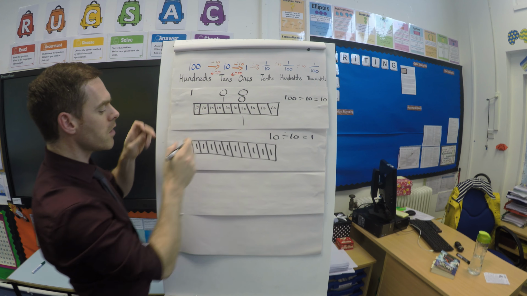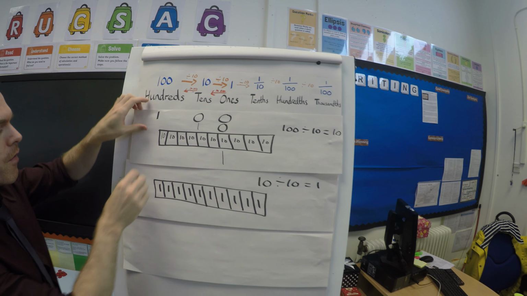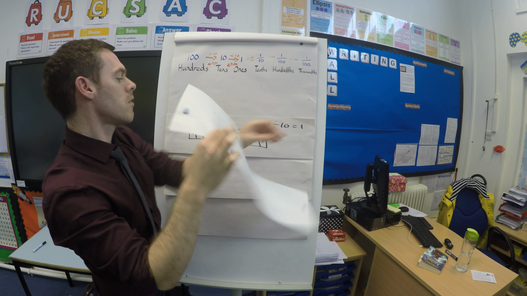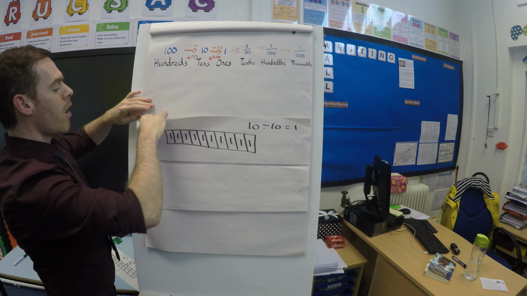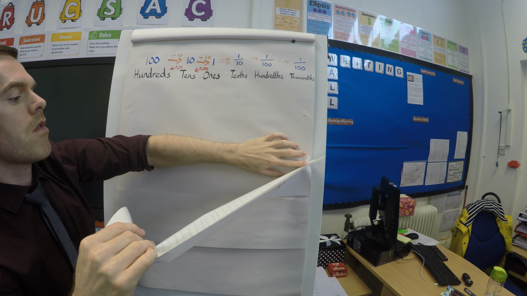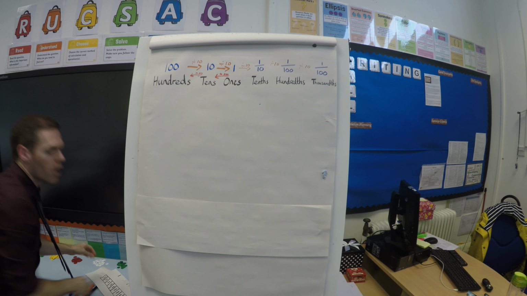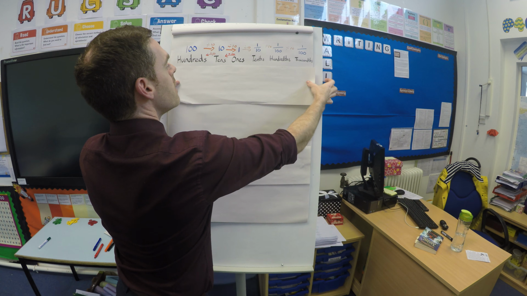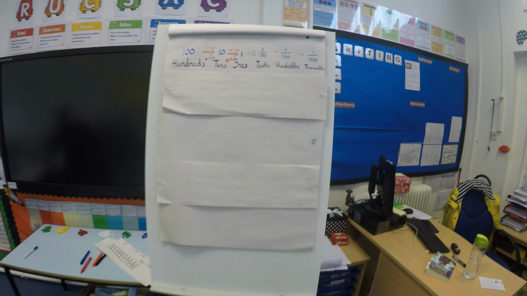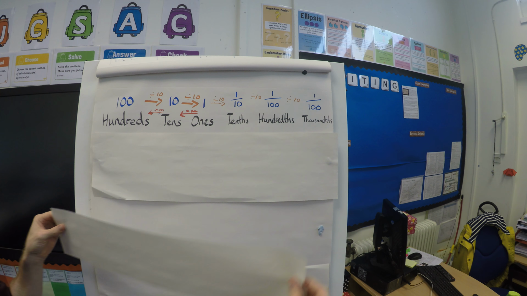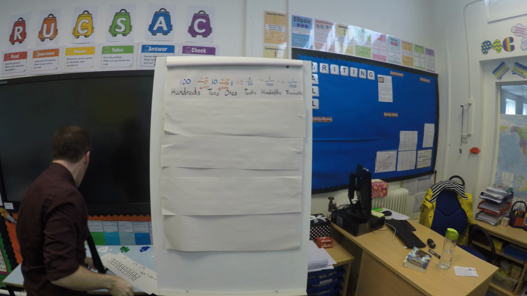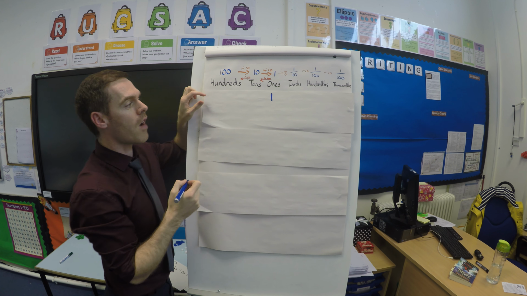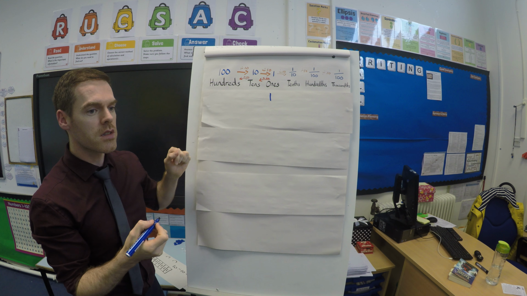Okay? So I'm just going to change these sheets over so we can start afresh again. If I've got 1, just 1, and I divide my 1 by 10, then I'm going to need to look at my next place value to see what that's going to be. And of course my next place value is the tenths column. And each place value, remember, is 10 times smaller. So if I have 1, and I divide it by 10, I should get 1/10.